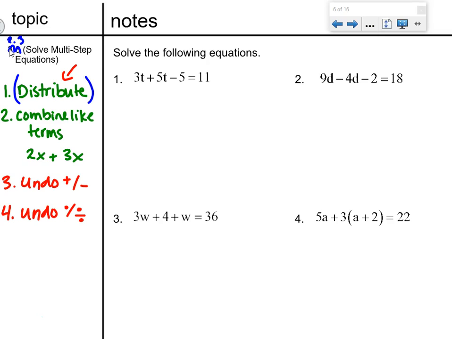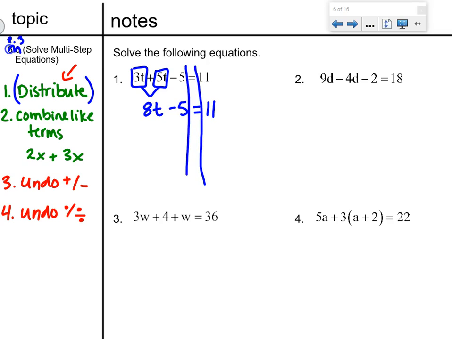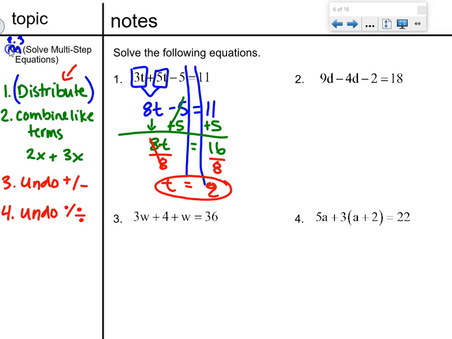So step 2, combine like terms, we have 3t plus 5t, which makes 8t. So we do want to combine that. Rewrite the rest of the equation and draw your railroad tracks. Now undo addition and subtraction, we have minus 5, so we're going to undo that with a plus 5. We bring down the 8t, 11 plus 5 is 16. 8 times t, undo that with divide by 8. t equals 2. 16 divided by 8 is 2.